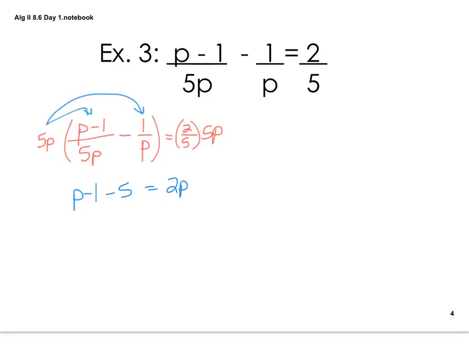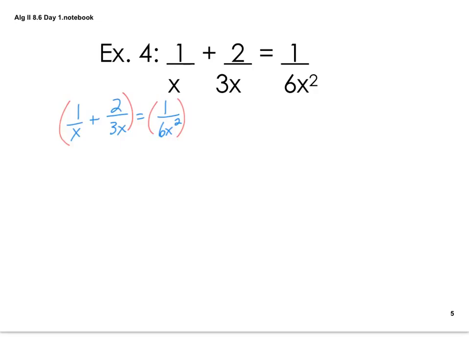So I have a negative 1 and a negative 5 on the left-hand side of my equation. I can go ahead and combine like terms, so I'll have a p minus 6 over here, and I'll still have a 2p over here. I'm going to move stuff around in one swoop. I'm going to add 6 to both sides, and then subtract 2p from both sides. When I do all of that, I end up with negative p is equal to 6. After I divide both sides by negative 1, I end up with p is equal to negative 6.